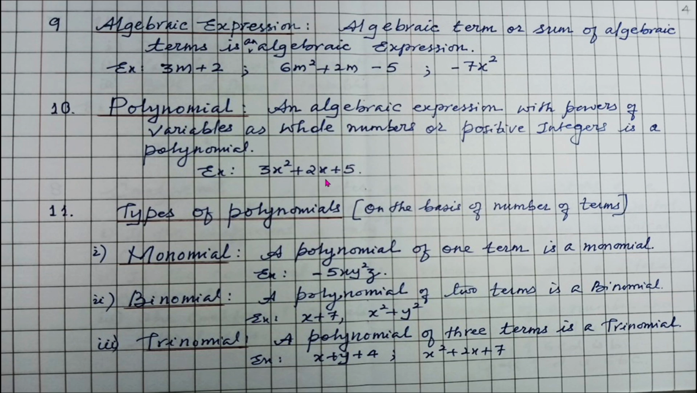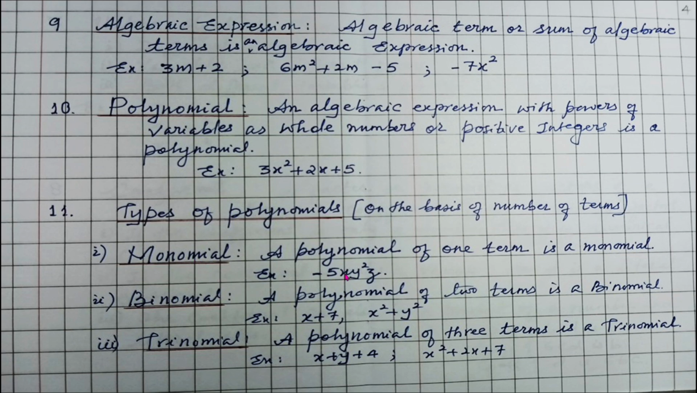Now if you look at this example here, 3x² + 2x + 5 is a polynomial because there is a variable x with the power 2 and x with the power 1, and the powers are positive integers. Therefore this is a polynomial. Please remember this. That means an algebraic expression is a polynomial if the powers of the variables are positive integers or whole numbers. On the basis of the number of terms, we have different types of polynomials.